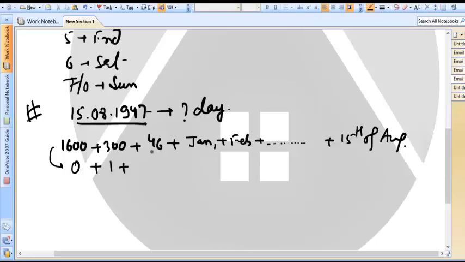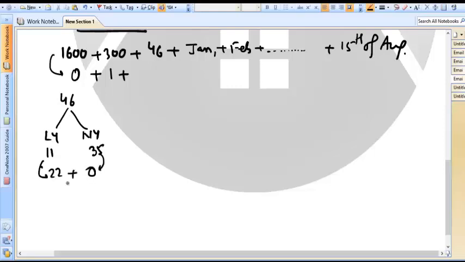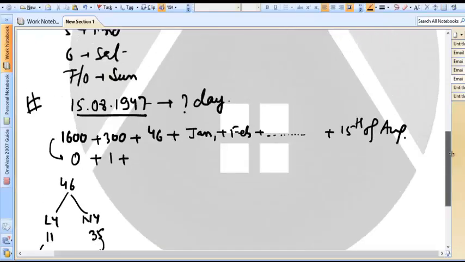Now in 46 years I can find out in rough. In 46 years, let me do it here itself. In 46 years again, leap year, normal year. 46 years will have 11 fours are 44, and then 35. 11 means 22, 35 means 0, 22 plus 0 is 22. Again I divide it by 7, I get 1, right? So I'll have 1 here.